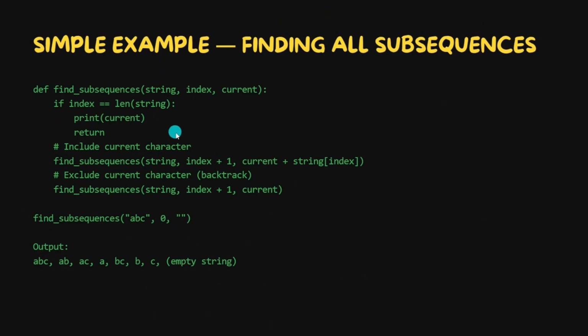Then recursive inclusion. In the first recursive call, we add the current character to the subsequence and move to the next index. Next, in the second call, we exclude the current character and explore the next index. This recursive inclusion and exclusion generates all possible subsequences. So for the input ABC, the output will be ABC, AB, AC, A, BC, B, C, and an empty string.